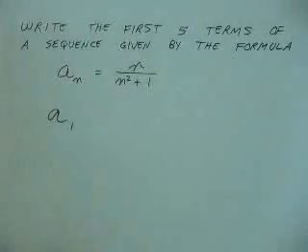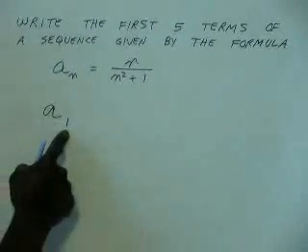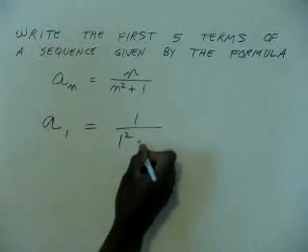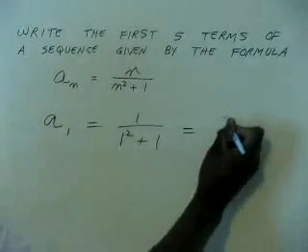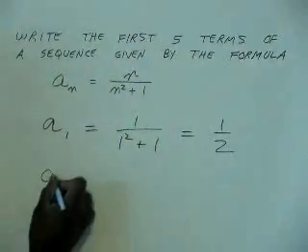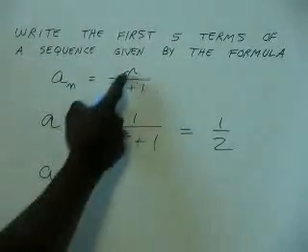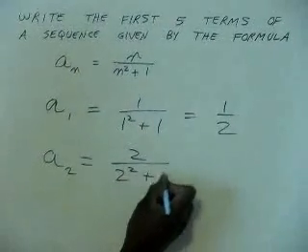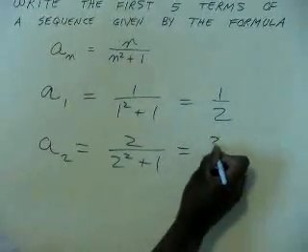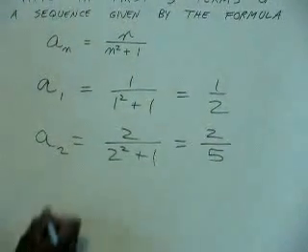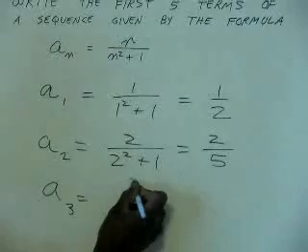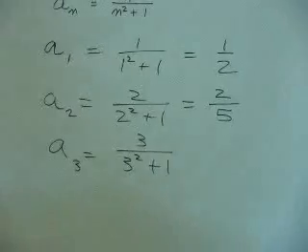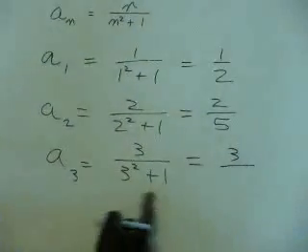The first term, a sub 1, we're going to replace each n by a 1. So it's 1 over 1 squared plus 1, and that's just 1/2. a sub 2, 2 replacing each n, so 2 over 2 squared plus 1, and that's 2 over 5. a sub 3 is 3 over 3 squared plus 1. 3 over 9 plus 1, or 10.